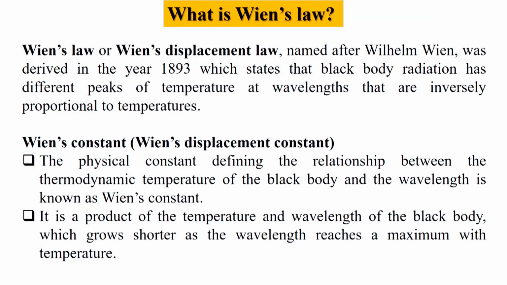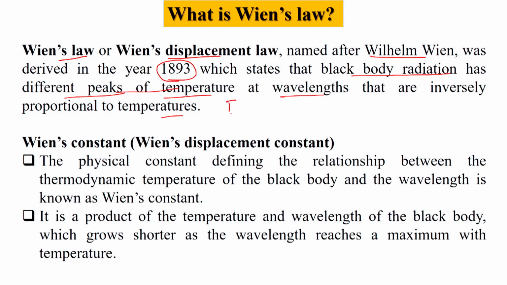The last one is Wien's law. Wien's law, or Wien's displacement law, is named after Wilhelm Wien, and it was derived in the year 1893. It states that black body radiation has different peaks of temperature at a wavelength that is inversely proportional to the temperature.